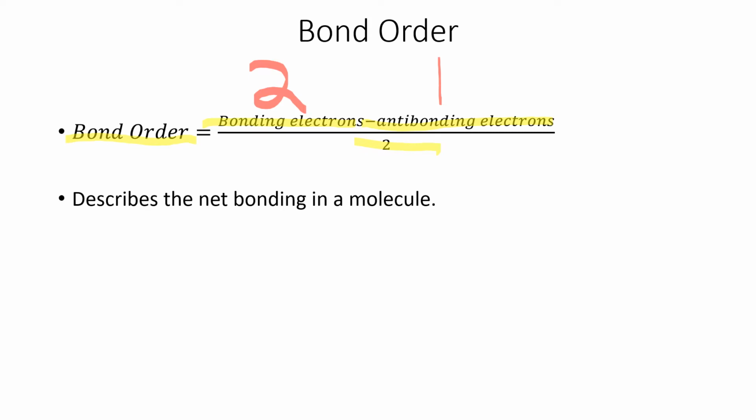1 divided by 2 is a half. It's a half a bond. There's not a lot holding the molecule together. There's only 1 net bonding electron.